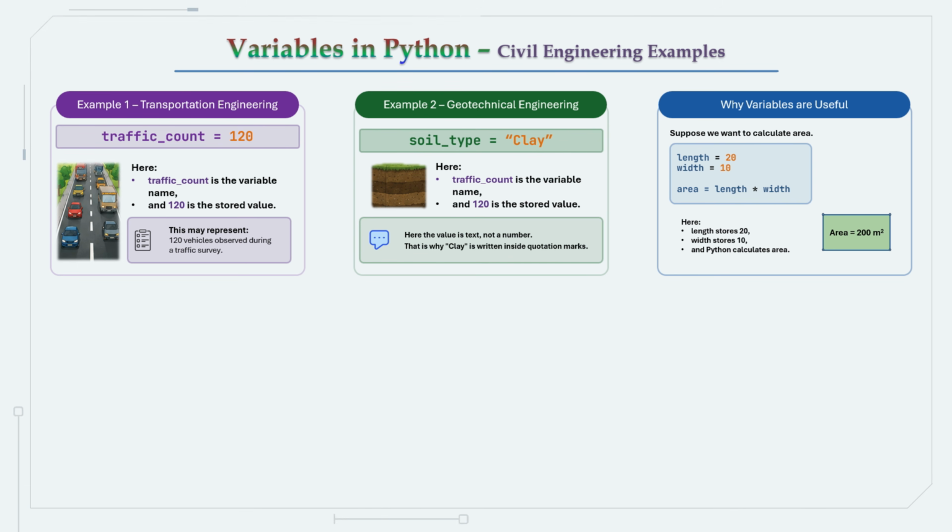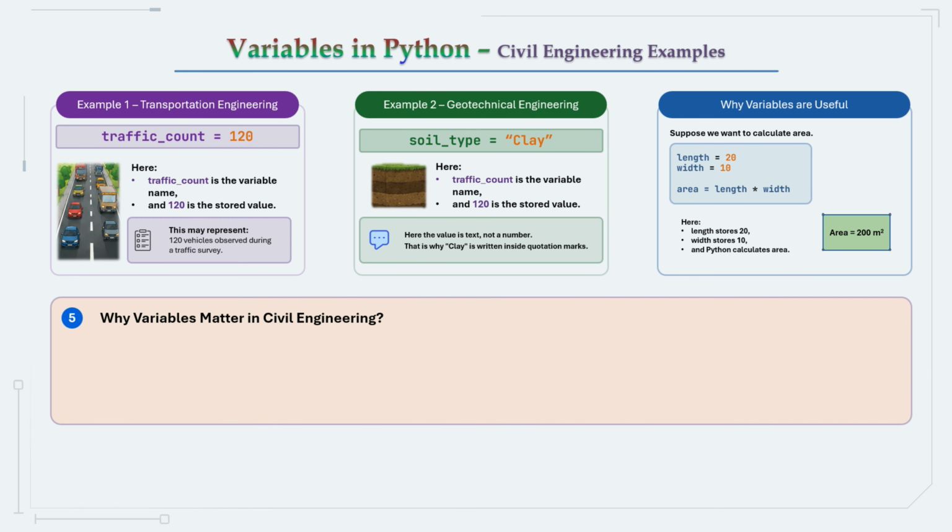In civil engineering, we perform many calculations such as area calculation, volume calculations, traffic calculations, stress and strain calculation, quantity estimation. So variables help us perform all these calculations easily using Python. Now let us understand why variables are important in civil engineering. Till now we studied that variables are used to store values and perform calculations. But in real engineering projects, variables help us in many more ways.